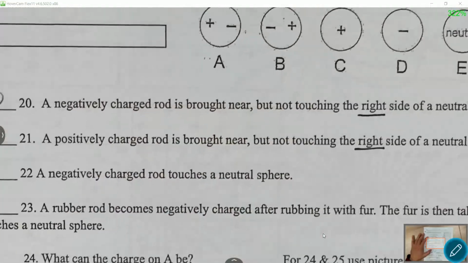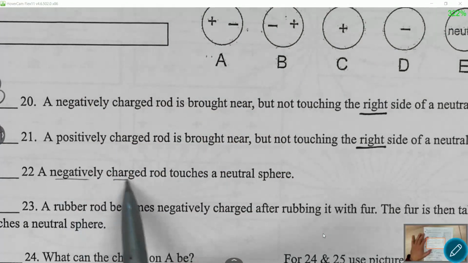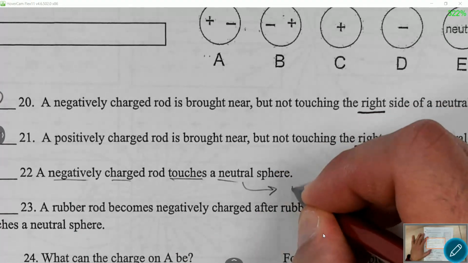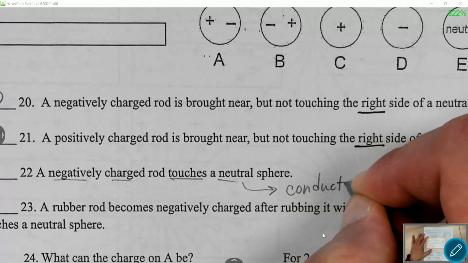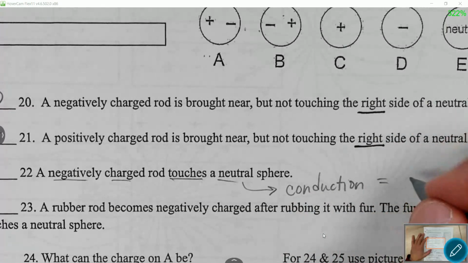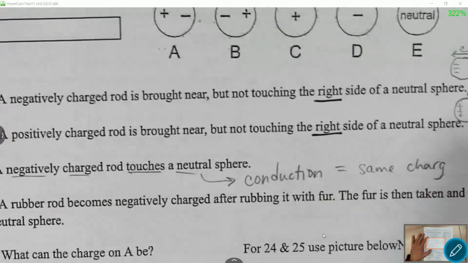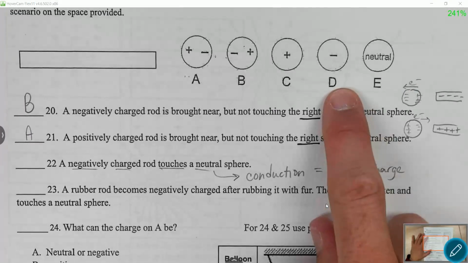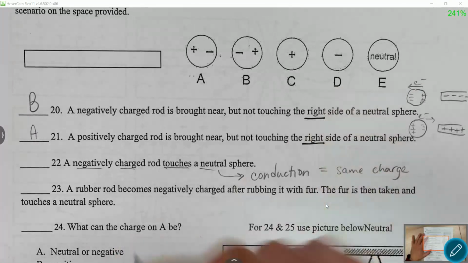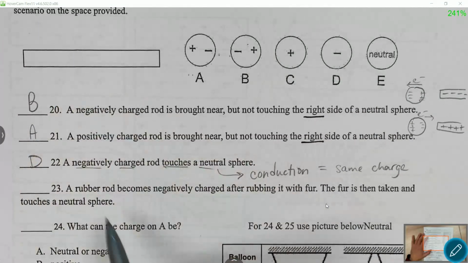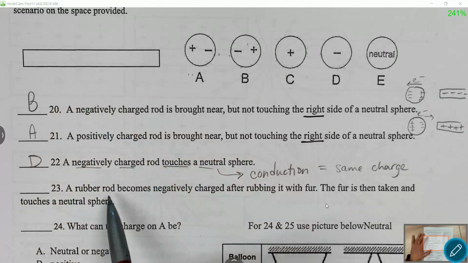Okay, a negatively charged rod, negative charge, touches neutral, all right, that's conduction. And when a charged object touches a neutral object through conduction, they are going to have the same charge. So it would become negatively charged, and because of that, you will have negative, which would be letter D, not just negative.